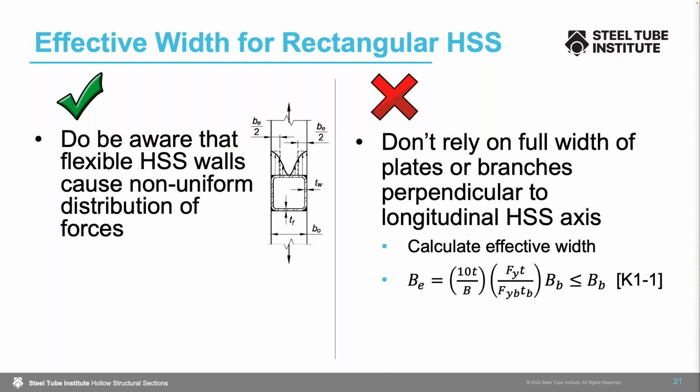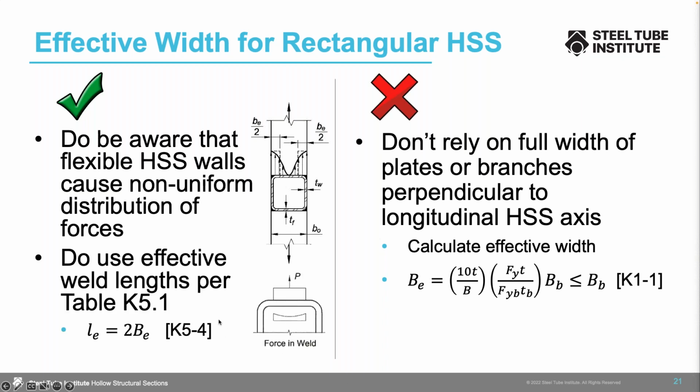And once you calculate that effective width, then you use that value to calculate other reduced parameters. So for example, if you had a weld across the face of your HSS, you would need to use an effective weld length, and that is per Table K5.1, and you can see the equation for your effective weld length there. So because the force is non-uniform, the force in the weld is also non-uniform, and you cannot rely on the full length of your weld. And again, this is only going to be for connections that are across the face, that are transverse across the HSS.